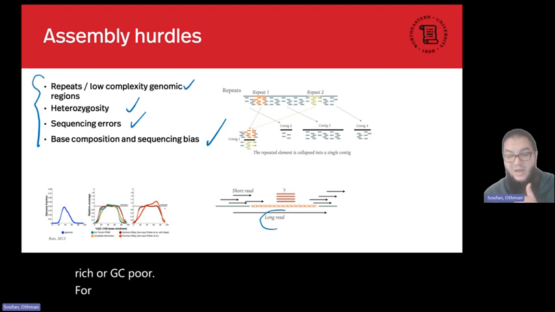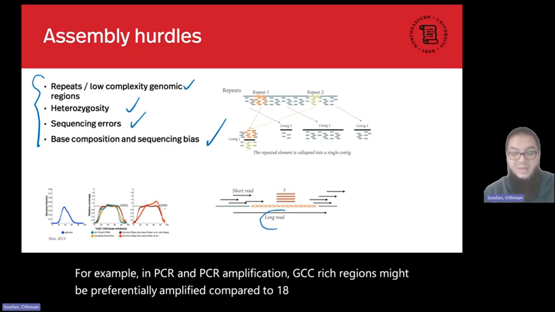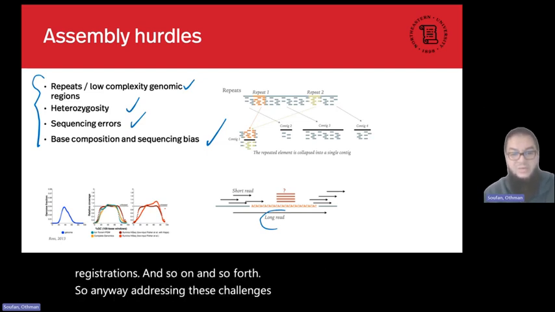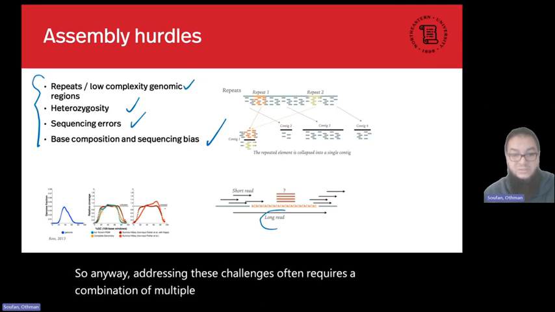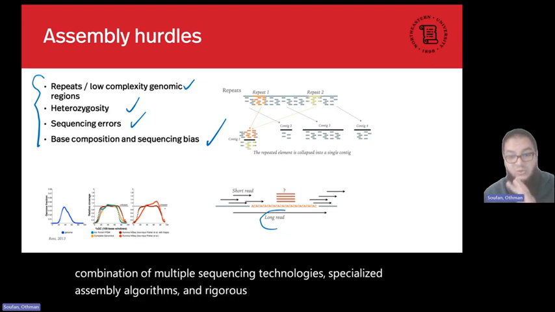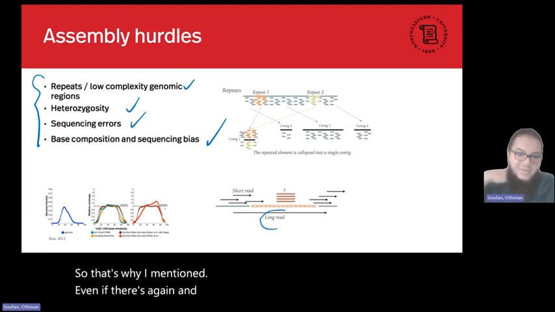For example, in PCR amplification, GC rich regions might be preferentially amplified compared to AT, adenine, thymine rich regions, and so on and so forth. So anyway, addressing these challenges often requires a combination of multiple sequencing technologies, specialized assembly algorithms, and rigorous validation and quality control.